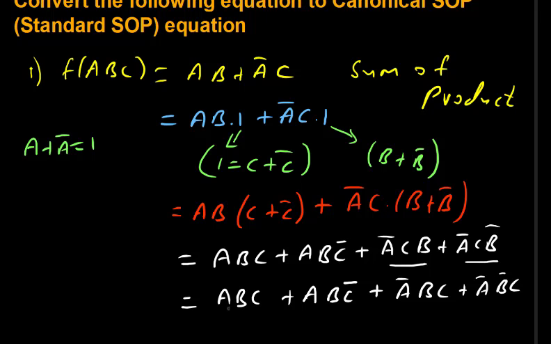So here what we see is this expression is a standard form, because every term contains A, B, C, whether in uncomplemented or complemented form. So whenever we have a SOP equation, we can convert it into canonical form by this particular method. Okay.